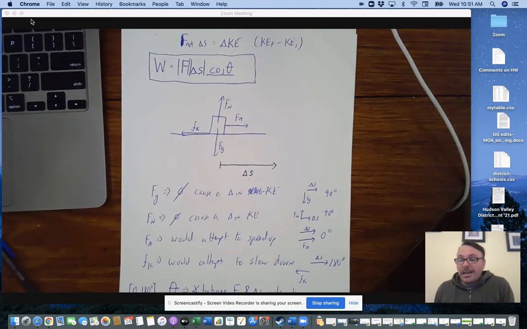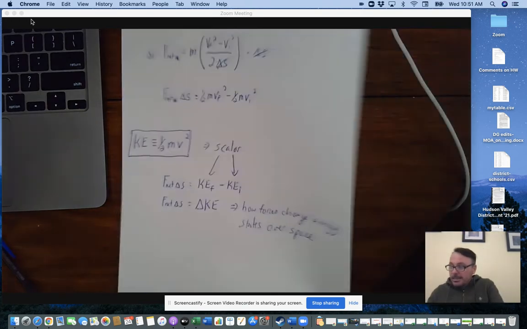The work done by an individual force is equal to that force times the displacement the object undergoes times the cosine of the angle between that force and that displacement. So there you go. The last thing we have here is I want to go back to this.